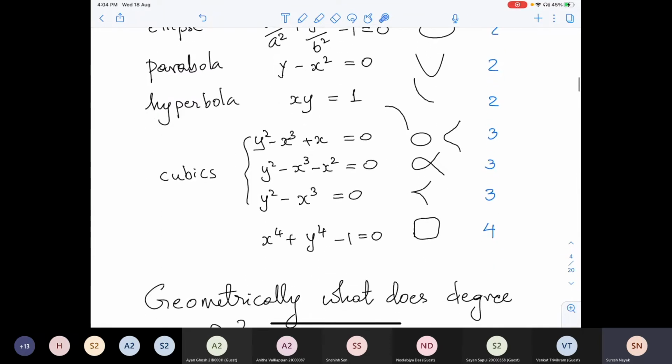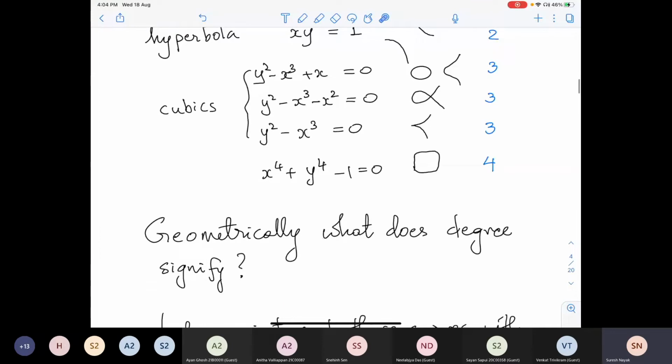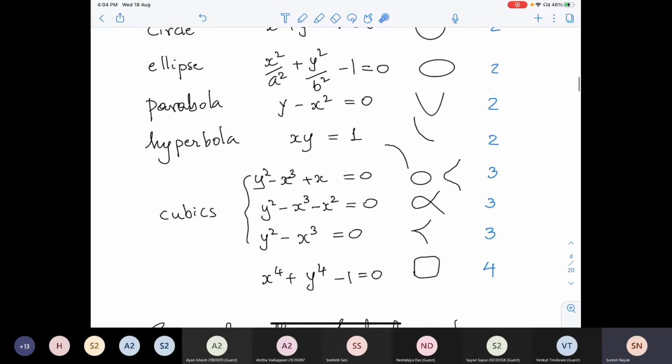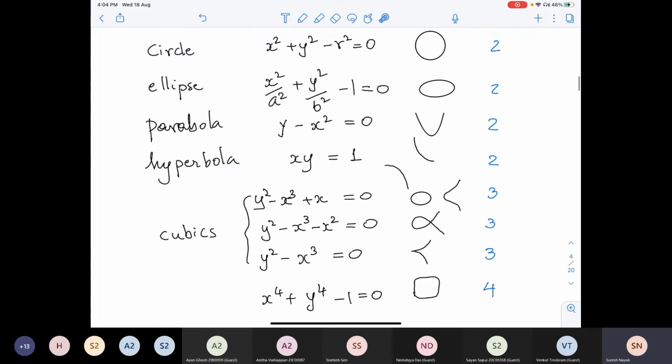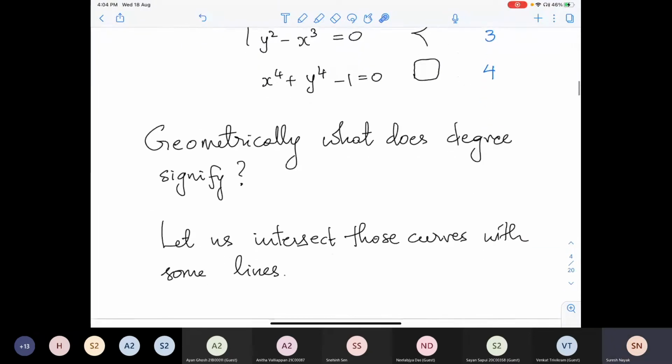Okay, so geometrically, we can ask, what does the degree signify? I mean, right now we have defined degree as an algebraic thing. You look at the equation and look at its degree, and then that's your degree of the curve. But what would it geometrically signify? And it turns out, if you stare at it a little bit, you'll start suspecting what the answer is. So let me just give that.